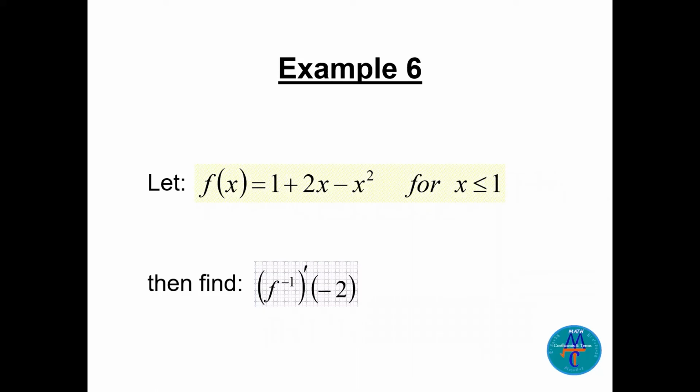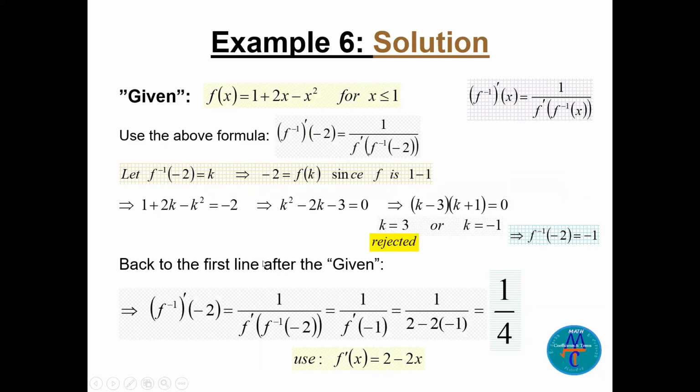Example number 6. I have a function here, f of x equals 1 plus 2x minus x squared, for x less than or equal to 1. This is a parabola, and there is a condition here, x less than or equal to 1. So this is a 1-to-1 function. Let's find the derivative of the inverse at -2. Let me show you what we do here. This is what I need, the derivative of the inverse at -2.